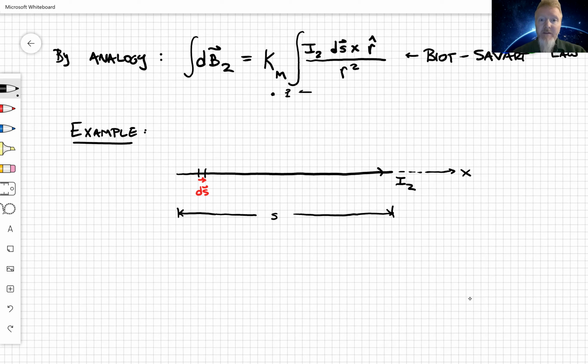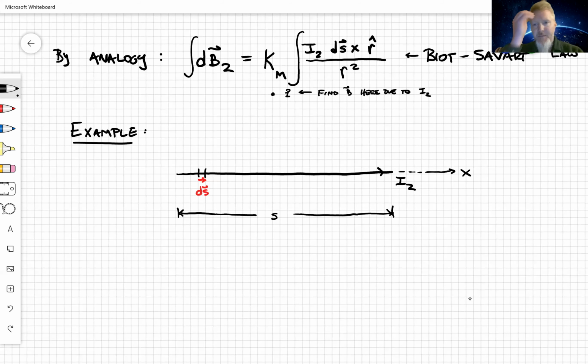And we're asking, find B here due to I2. And at this point, I need not really label it I2. It's just I, because I don't have another current here.